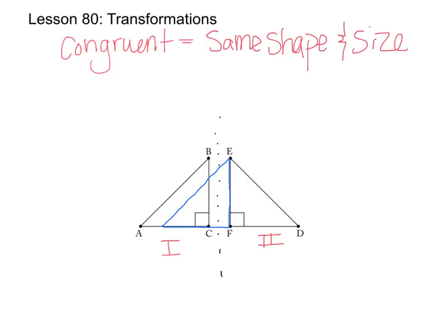Now, another change of position is rotating. I can rotate or turn something 90 degrees. Let's assume that this vertex is staying right next to F. If I rotate it 90 degrees, you will see that it is in fact the same triangle. So I rotated it, and now I'm on the second triangle.